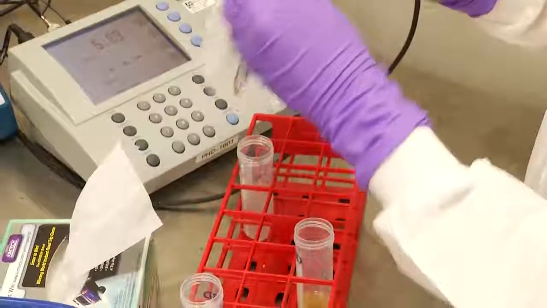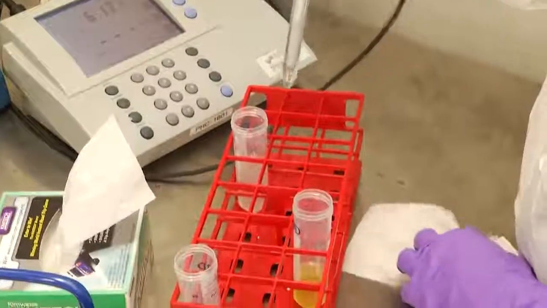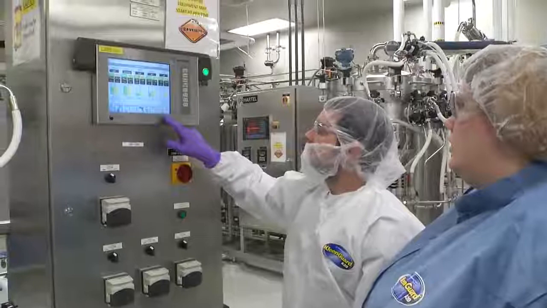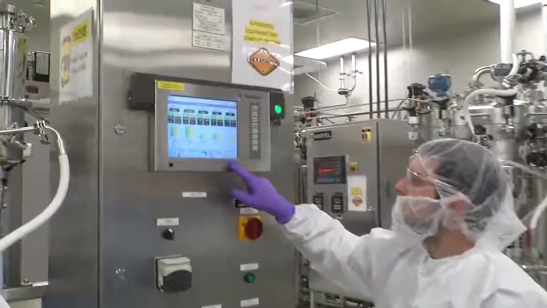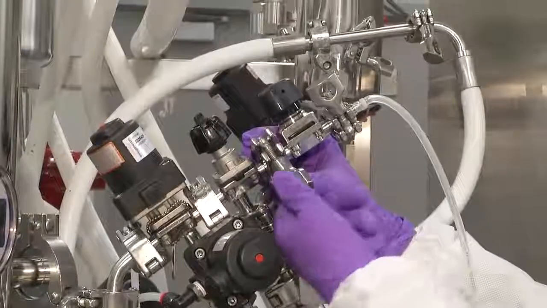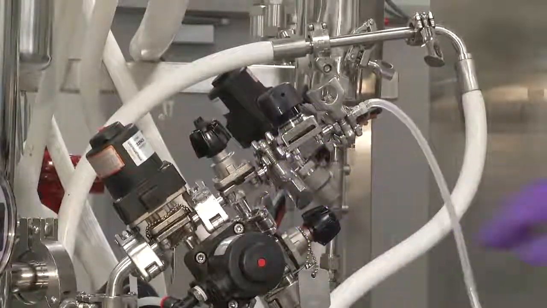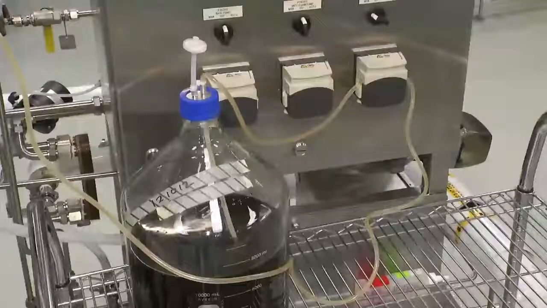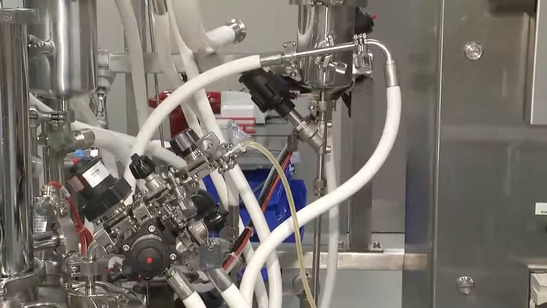Then a manual pH reading of the media is taken, and the bioreactor is set up for its fermentation cycle. After the inoculation hose is connected to the reactor and steamed for 20 minutes, the expanded seed stock is pumped into the reactor containing the media.